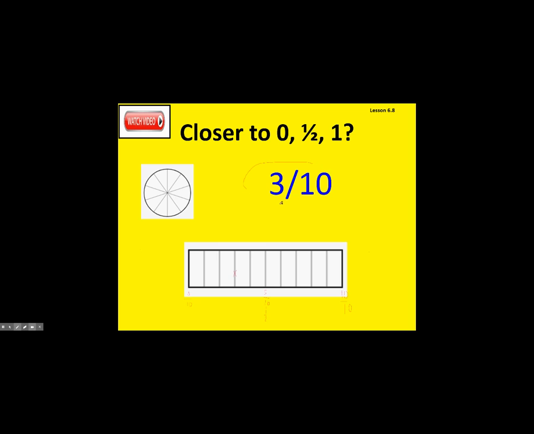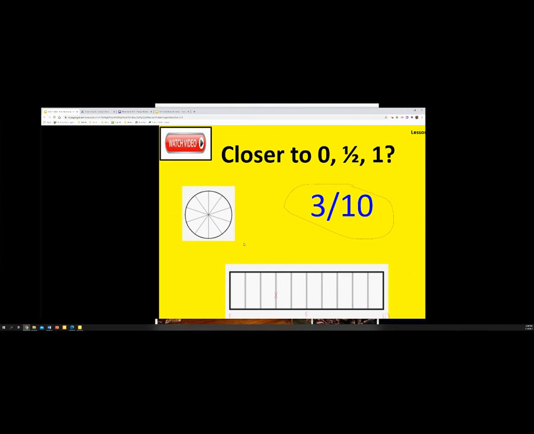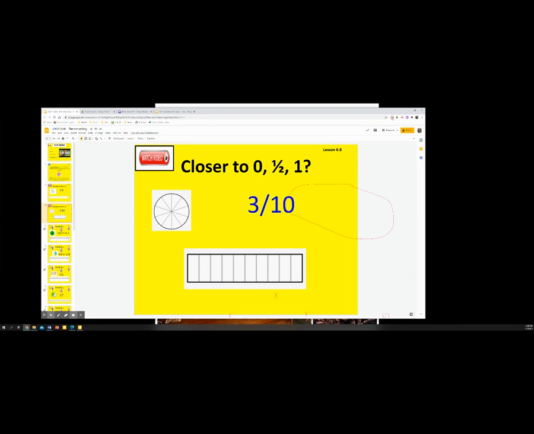Always looking at that numerator and the denominator to help you figure out, okay, what's half? You'll know where 0 is, you know where 1 is. And again, benchmarking is just used to let us know about how big a fraction is. So we can kind of picture in our head how big that fraction really is, and how does it compare to a half, how does it compare to a whole, and how does it compare to 0. That's benchmarking fractions.